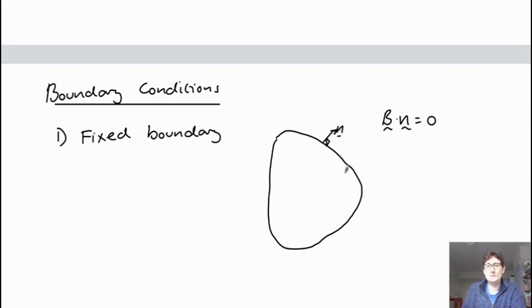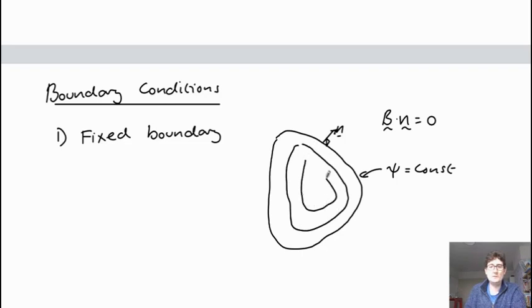And so that effectively means that psi equals constant. It doesn't matter what it is, because the gradient of psi is always used. So this could be 0 or could be 1. Just choose some fixed value, and then psi is constant all along this surface. And then we're solving inside this region here, and so psi ends up being something like this, perhaps. So you end up solving for flux surfaces inside the boundary.